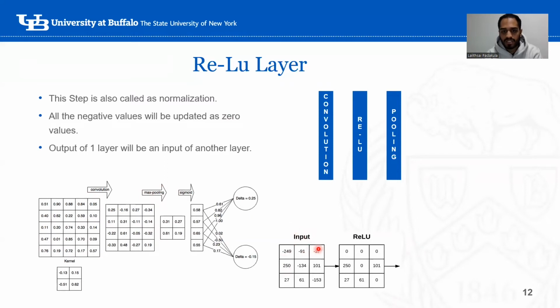The input is nothing but the output of convolution. Like, the output of one layer will be the input of another layer. So this is the output of the convolution layer, and you can see all the negative values are removed, I mean they are updated to zero. So this is what the ReLU layer is all about. And after the ReLU layer, we have pooling.